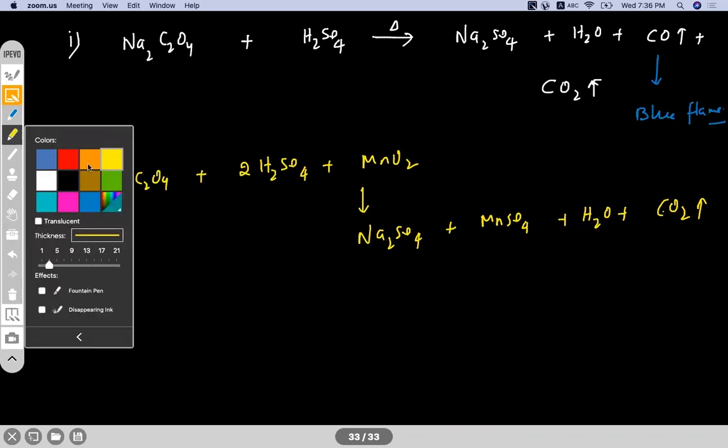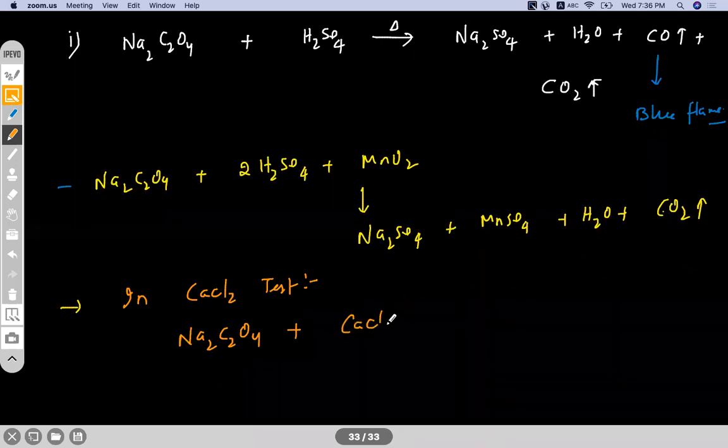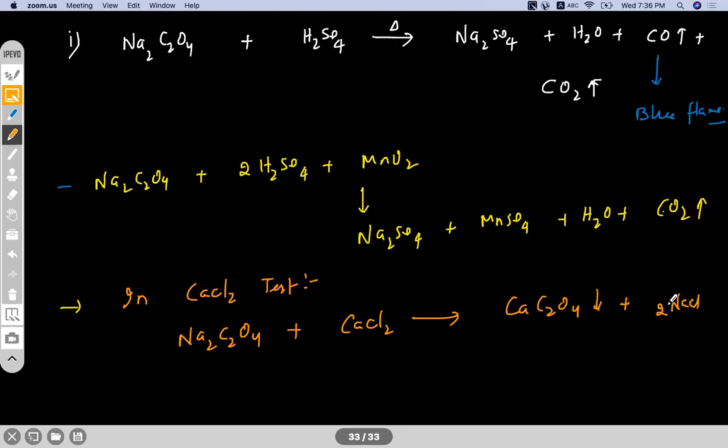In the CaCl2 test, what happens? Calcium chloride test. Oxalate reacts with CaCl2 to form a white precipitate: Na2C2O4 plus CaCl2 forms CaC2O4 and NaCl. This is the white precipitate we have.